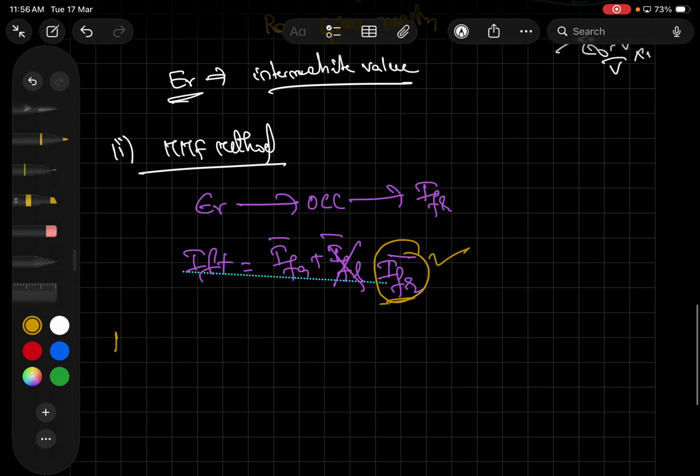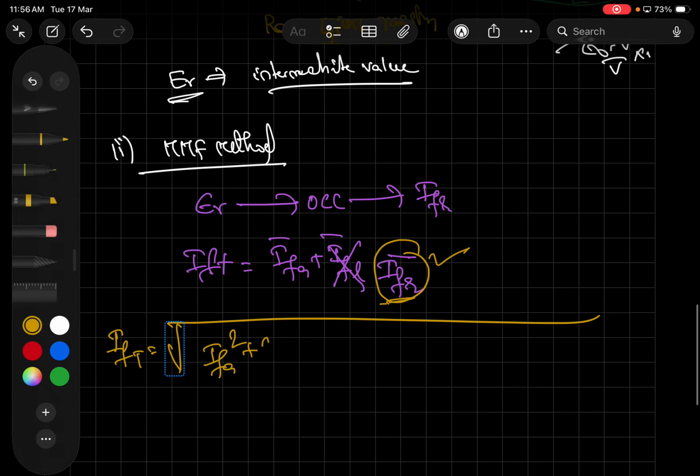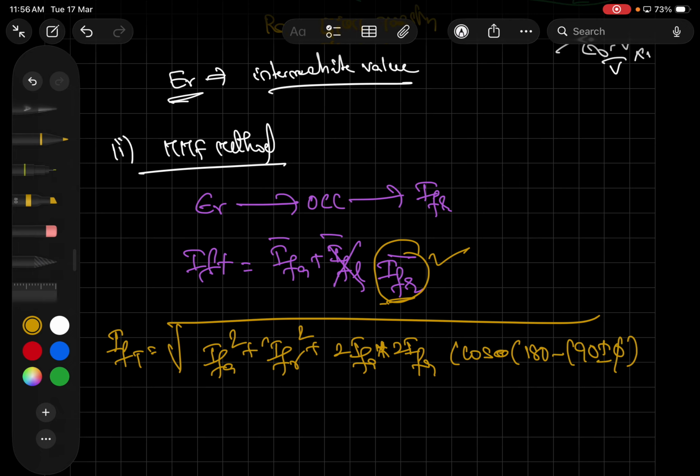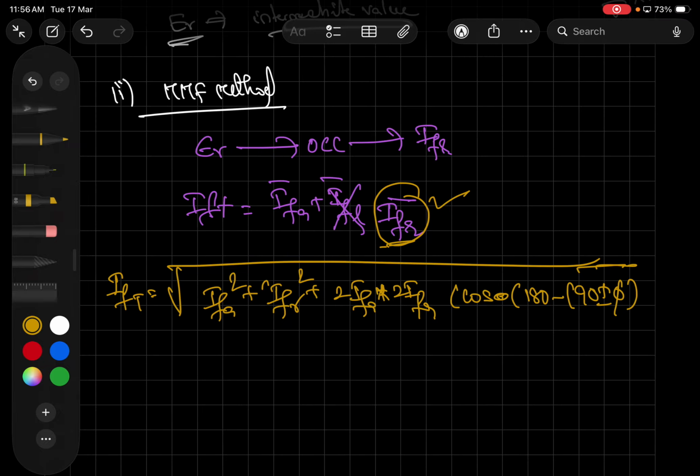Then the new IFT formula will be IFA whole square plus IFR whole square plus 2 into IFA into IFR into cos of 180 minus 90 plus or minus 3. We already use this formula here. You can simplify and rewrite the formula as per our basic maths concepts here. I'm just using one of the basic formulas here: IFA square plus, instead of IFL, what I'm writing here, IFR.